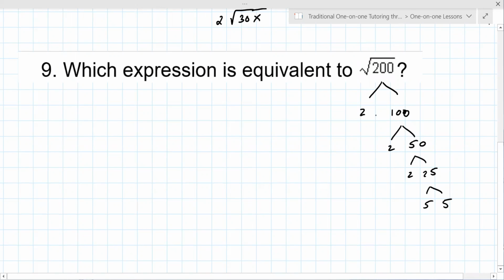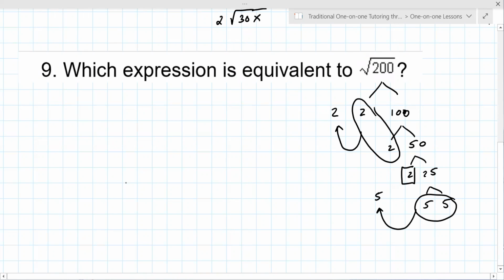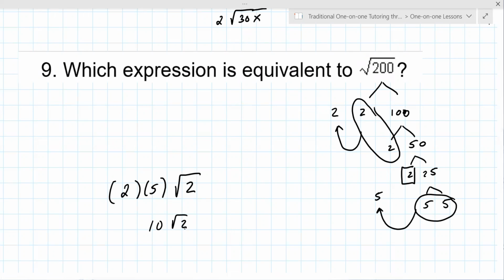There. So you circle your pairs. And you can see there's one leaf left over. So you bring the 2 out, you bring the 5 out, and we're talking about out of the square root. So you have a 2 and a 5 on the outside, square root of what's left over, which is a 2 on the inside. And so that's 10 square root 2. It's really all about this prime factorization over here on the left.